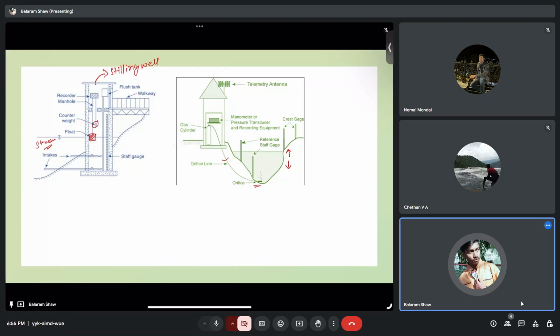Now we know that as you go deeper into the water, the pressure increases. This is a very nice thing: from some of the laws or theories that we know about fluids or water, we are using that and we are getting the stage. So as you go deep in the water, the pressure will increase, and hence the pressure required at this manometer or pressure transducer or recording equipment will be more, and hence we'll understand the water depth has increased and the stage has changed, and we'll get the stage. So from all this, we are getting the stage.